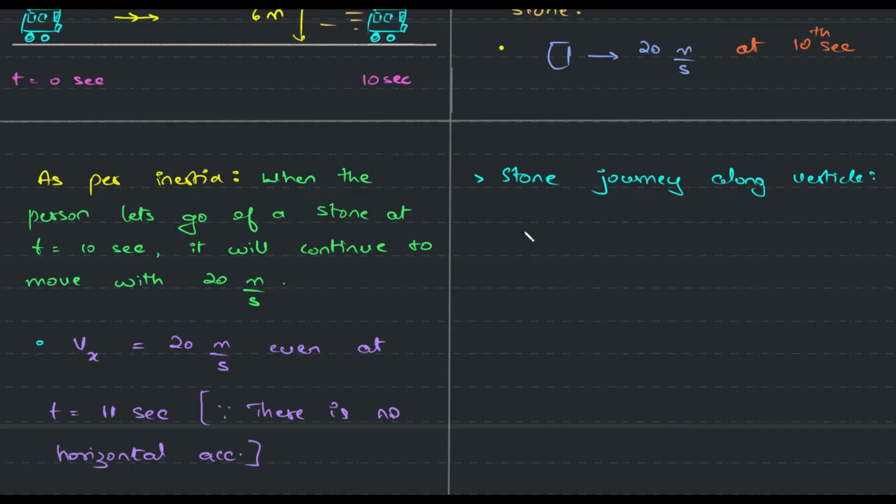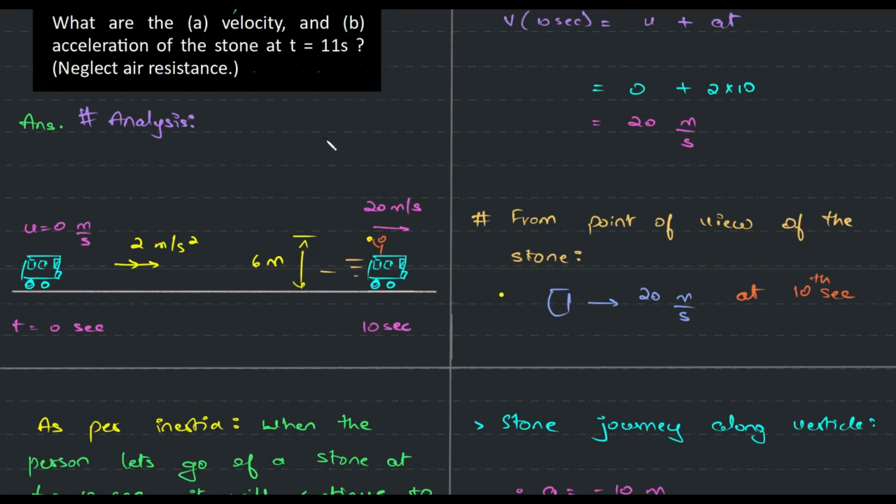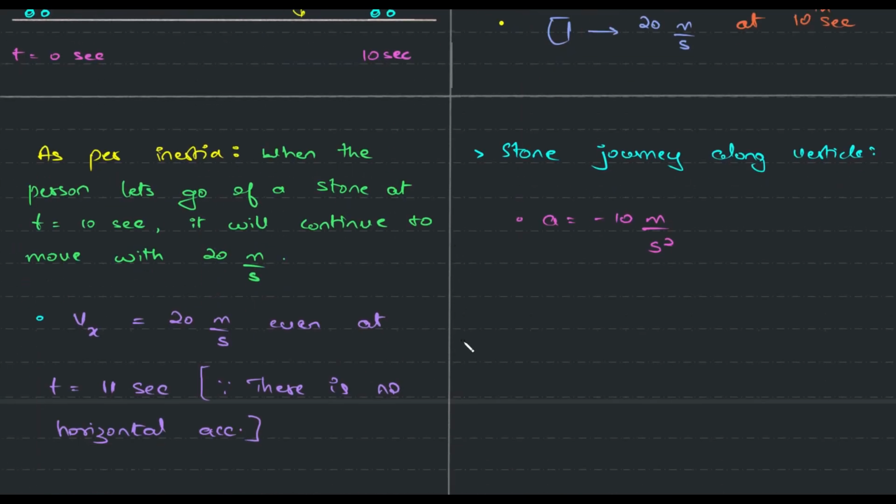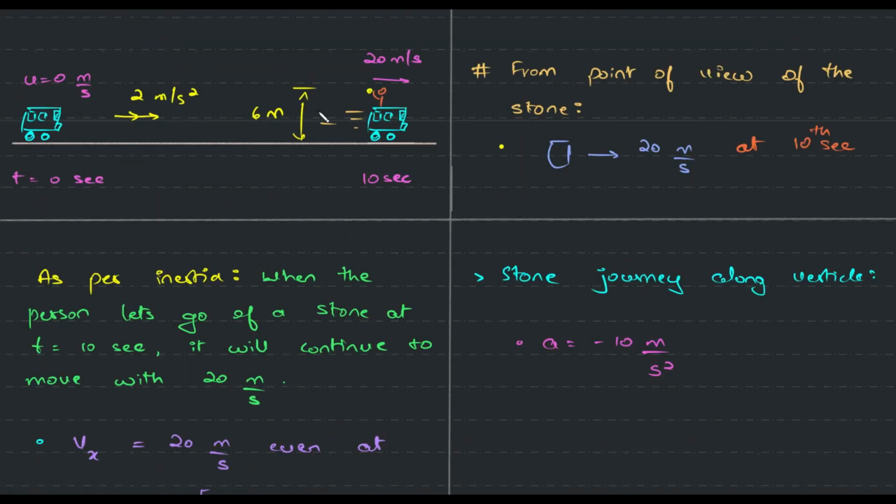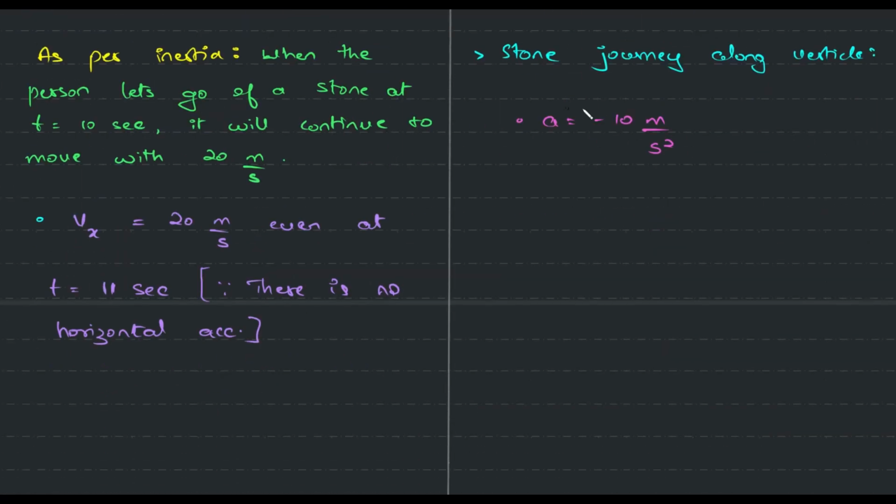That's your y-axis basically. So it will accelerate downward with minus 10 meter per second square, if I consider up and right as positive. Since they're not asking about when it hits the ground, what is the velocity and all of that, I can just deal with delta t, which is 11 minus 10, that is within 1 second.